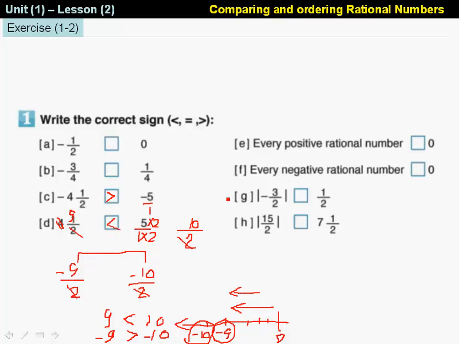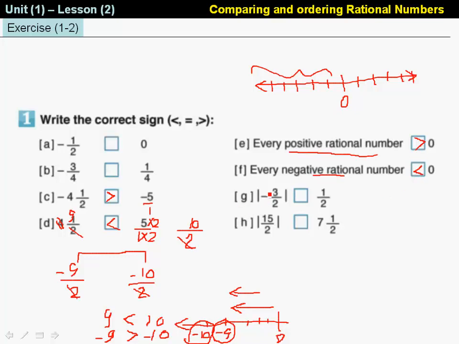Less than. Here, every positive rational number, of course, we say positive rational number. Positive means greater than 0. This is the number line. This is 0, and this is all positive numbers which are greater than 0. And here, these are the negative rational numbers, which are less than 0. Every negative rational number is less than 0. So we have to write here less than 0.